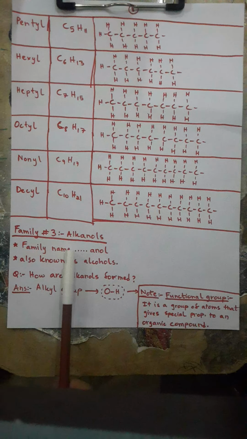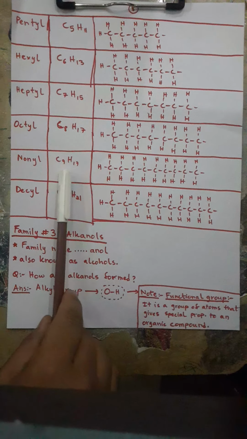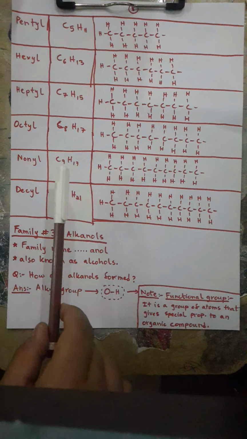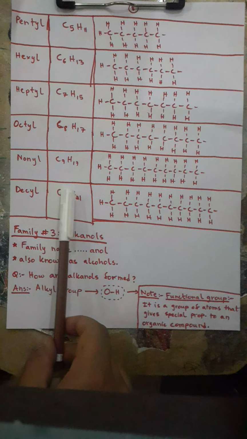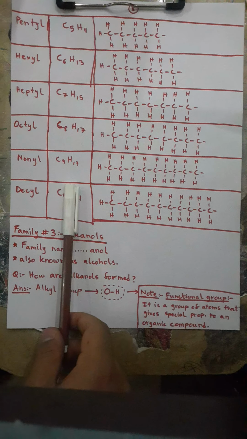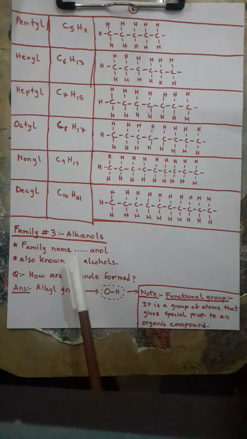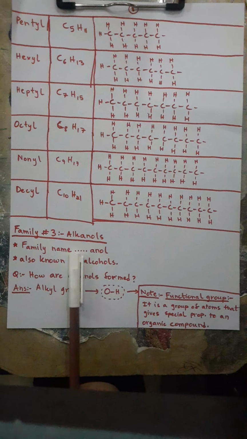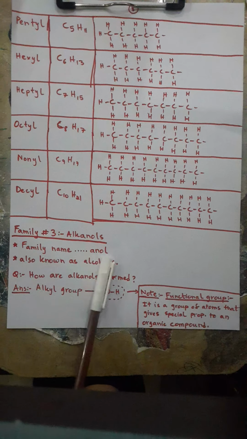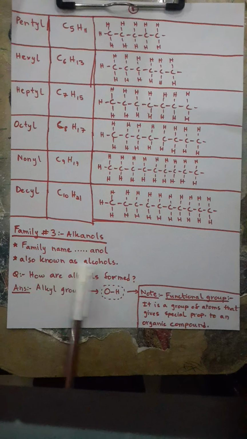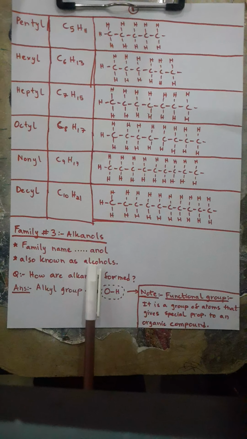Now coming to family number 3. This wasn't a family, alkyl group, remember, this was a group. This was not an organic family. The first organic family was alkane, the second was alkene, and now coming to the third organic family, that is alkanols. This is now a family. Its family name ends with anol, also known as alcohols. Alkanols, also known as alcohols.